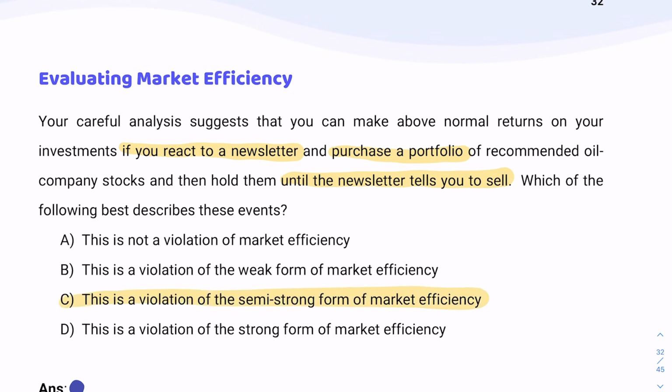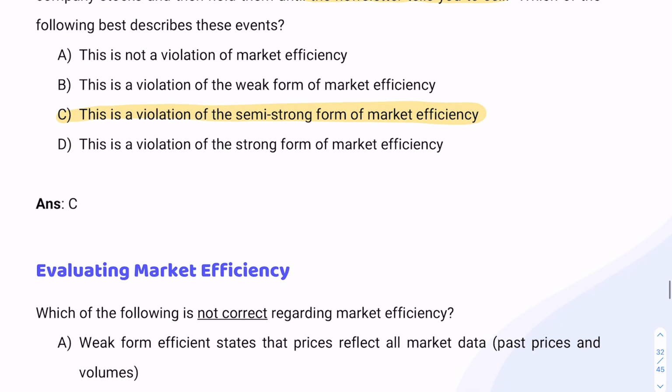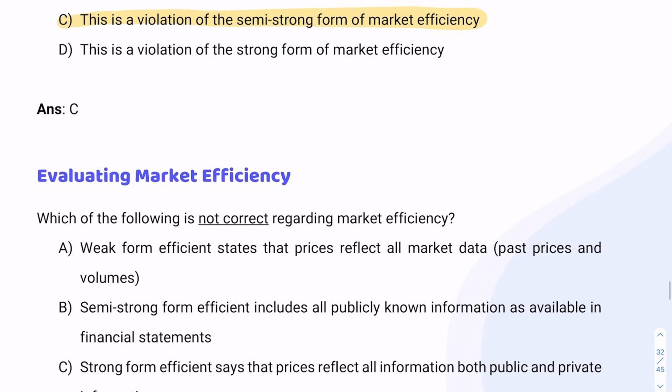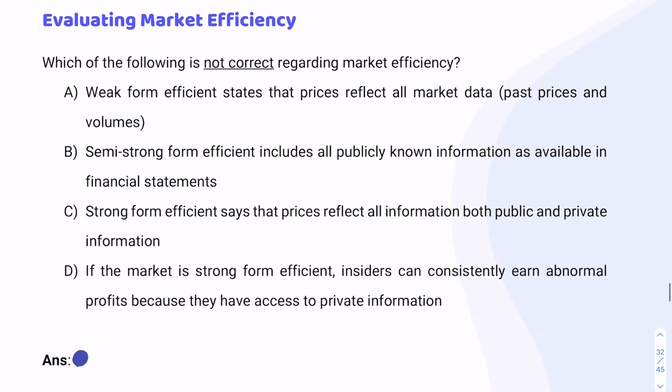All right, this is definitely a violation of the semi-strong form. So the answer here must be C. And as you can see, that is definitely true. All right, so C is the answer here. This is a violation of the semi-strong form of market efficiency. Now let's look at another question.